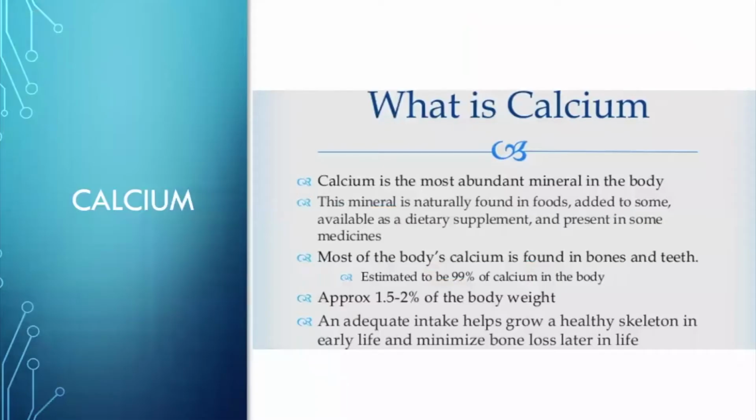What is calcium? Calcium is the most abundant mineral in the body. This mineral is naturally found in food, added to some, available as a dietary supplement, and present in some medications. Most of the body's calcium is found in bone and teeth, estimated to be 99% of the calcium in the body, approximately 1.5 to 2% of body weight. An adequate intake helps grow a healthy skeleton in early life and minimize bone loss later in life.